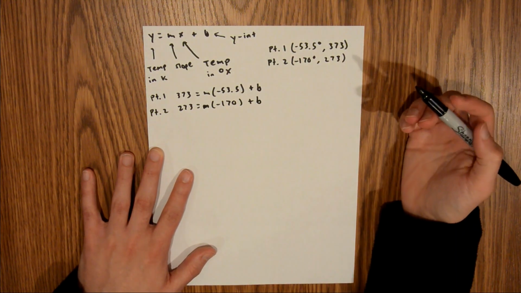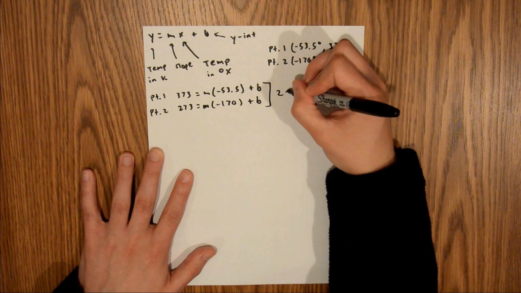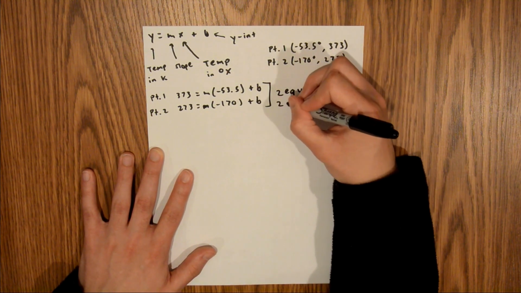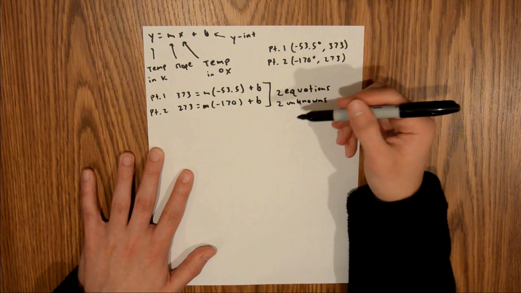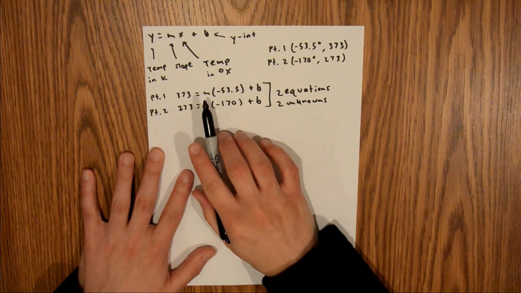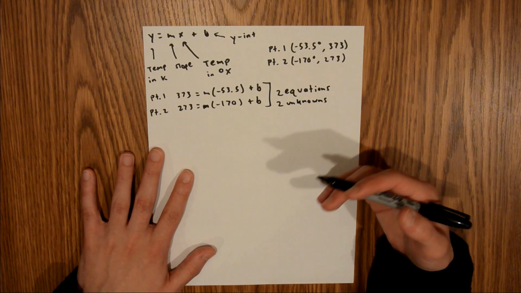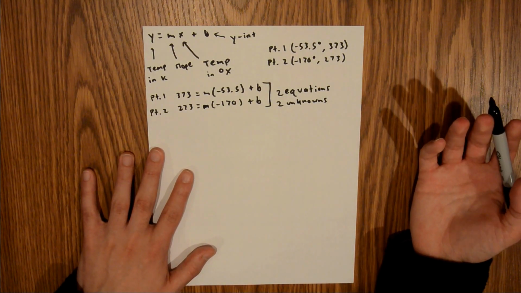And now if we look at this, we have two equations and we have two unknowns. So, two equations, two unknowns, meaning that these two equations can be simultaneously solved using an equation solver to give you your slope and your y-intercept. Now, if this was given to you on a test, or you weren't allowed to use a solver, you'd have to do it by hand, and so that's what I'm going to show you right now.